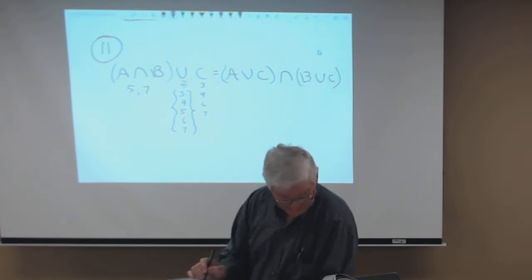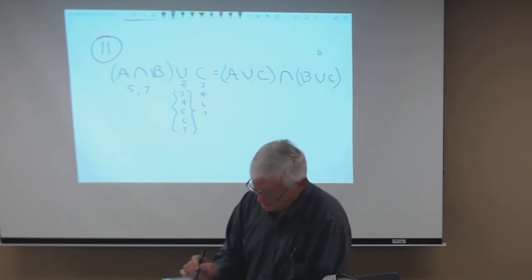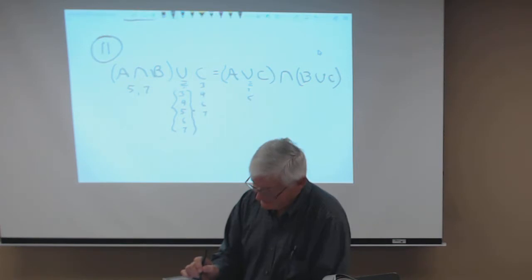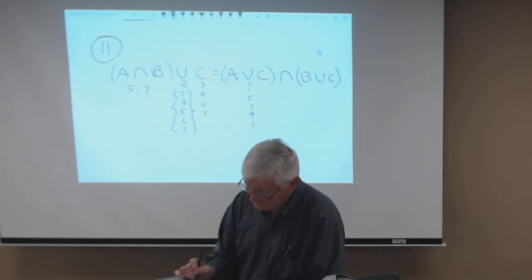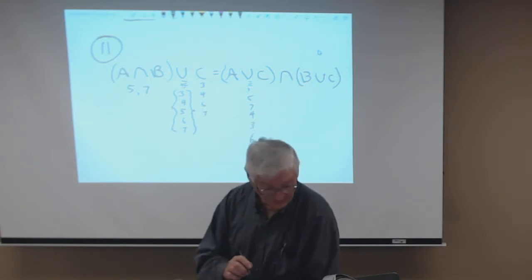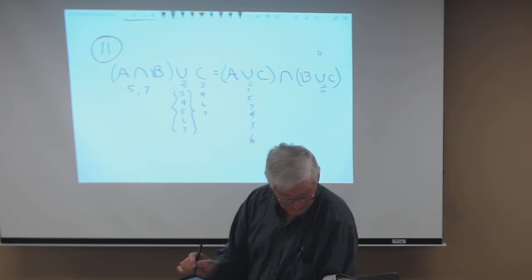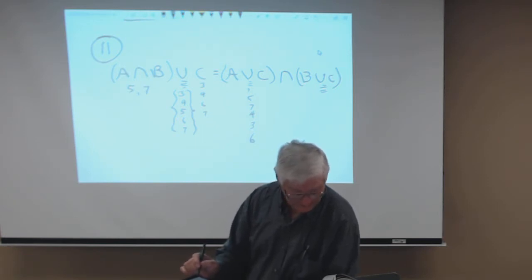What's the union of A and C? If you put A and C together, what's the union? 1, 5, 7, 4. And what else? 3 and 6. Is that right? 1, 5, 7, 4, 3, 6. A and C. What's the union of B and C? 2, 5, 7, 6, 4, 3.